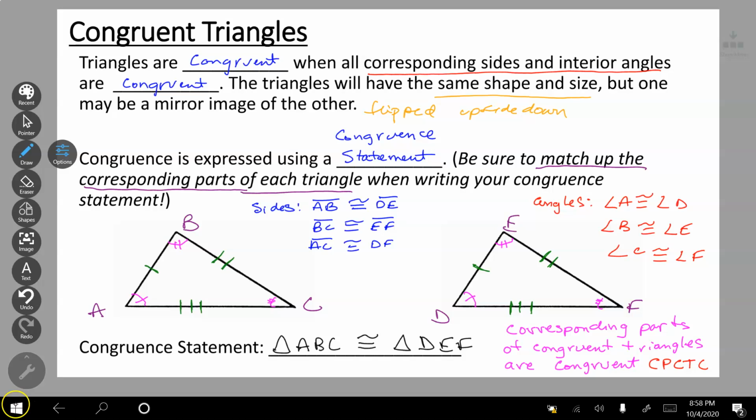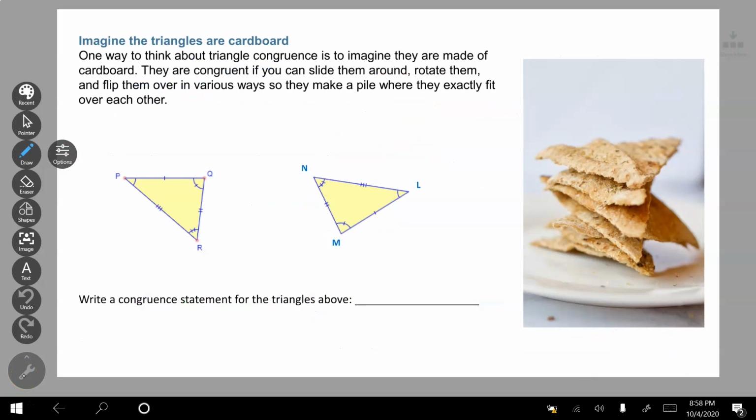So imagine triangles are made out of cardboard, and they could be flipped around, rotated, as long as they're the same size and shape. They don't have to be in the same direction every single time. They just can be any direction. So if you look at this, we have a triangle. We have three sides with one tick, two ticks, three ticks. And over here we have one tick, two ticks, three ticks. And we have to match things in order. So with this congruent statement, it doesn't matter the order as long as you match.